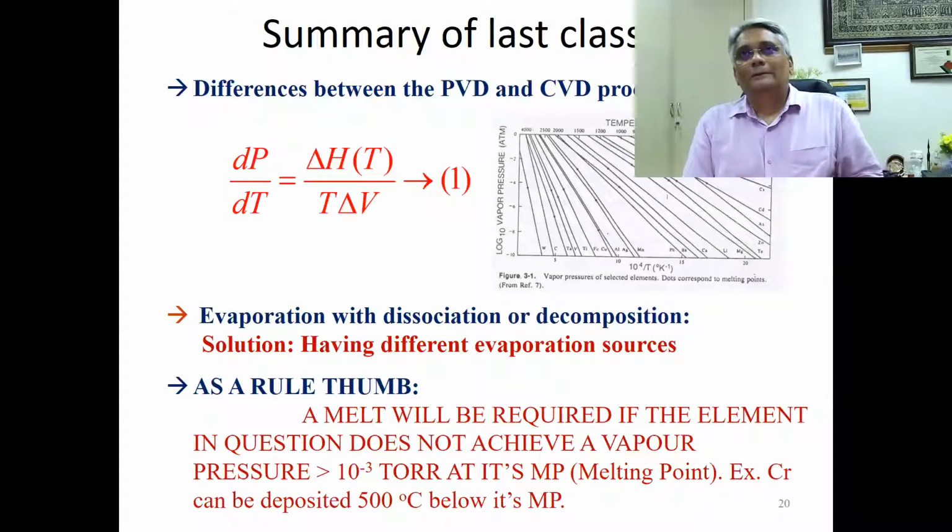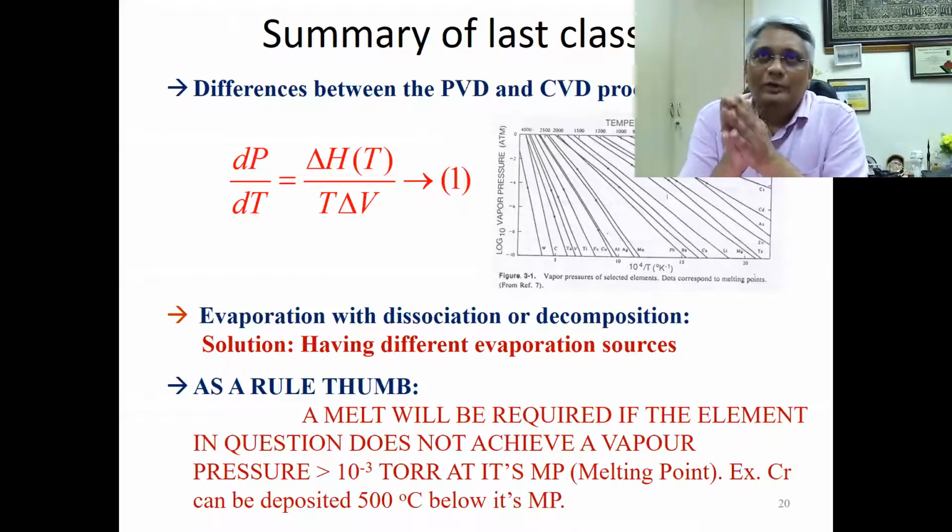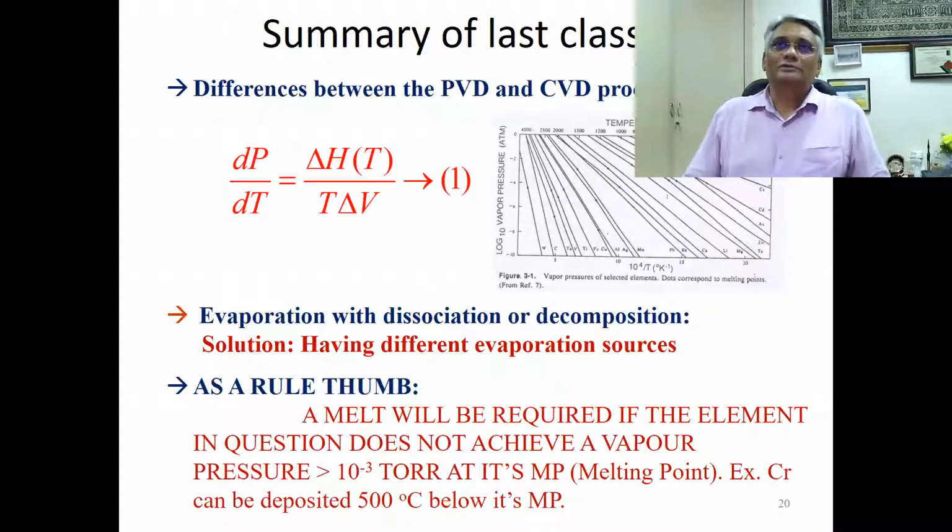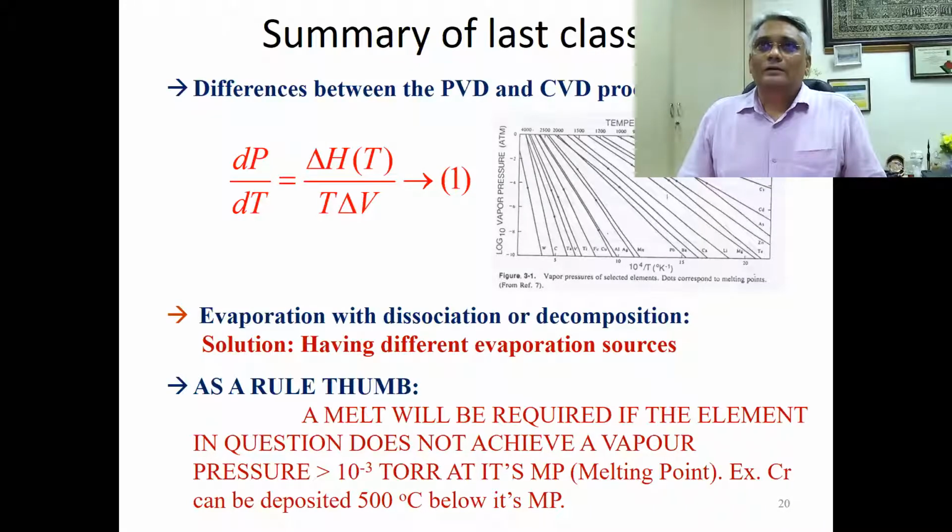So PVD relies on a solid or molten source, whereas all the CVD processes use gas precursors. That's the main difference. And PVD requires high vacuum. Vacuum is not required in the case of CVD. Another point of importance is there's a general absence of reactions in the case of PVD, whereas the CVD growth process is all about reactions leading to the formation of the thin film.